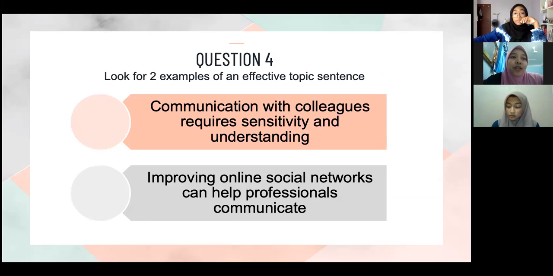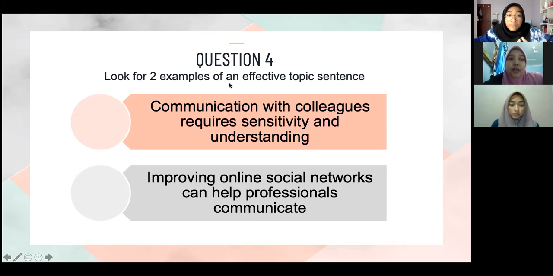Continue with question 4. Look for two examples of an effective topic sentence. As we know, a topic sentence needs us to write the topic and controlling idea. For the first example, communication with colleagues requires sensitivity and understanding. So the topic will be communication with colleagues, and the controlling idea will be requires sensitivity and understanding.